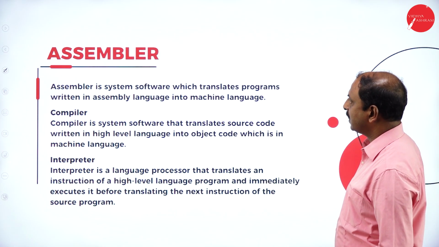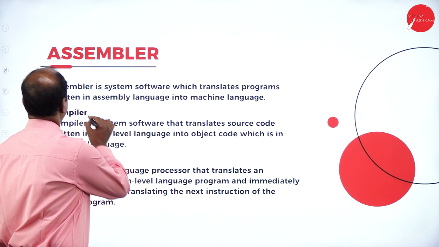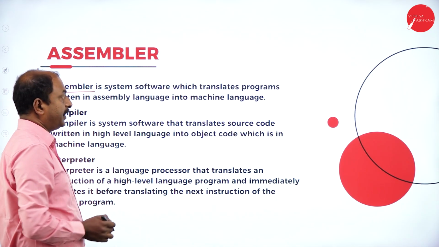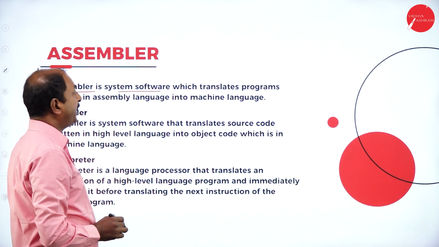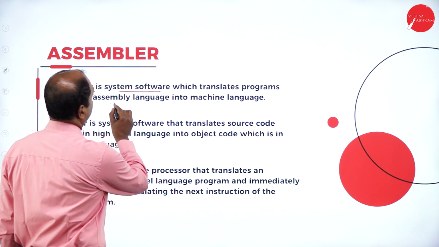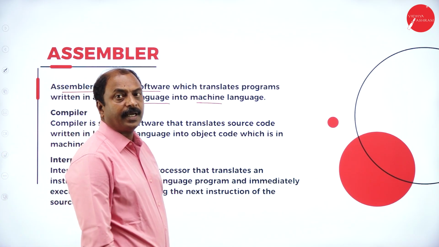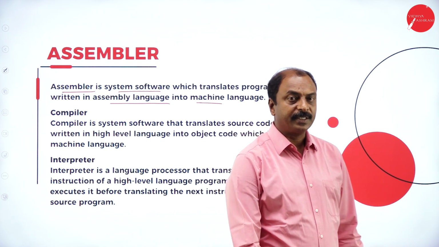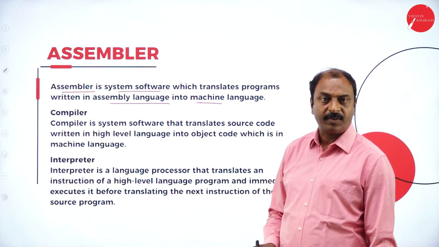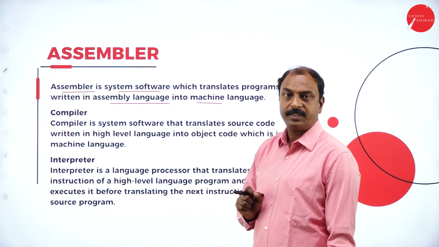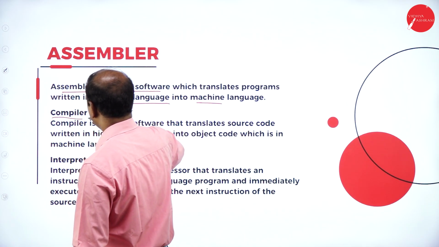Now let us see the next slide. First, the definition of an assembler. What is an assembler? An assembler is a system software, a language translator, which translates the program written in assembly level language into machine level language. Another type of language translator is the compiler.